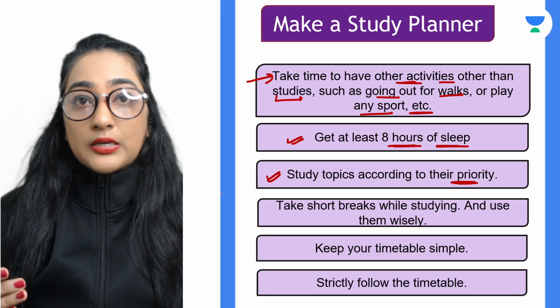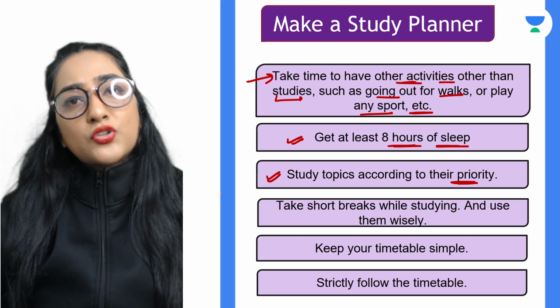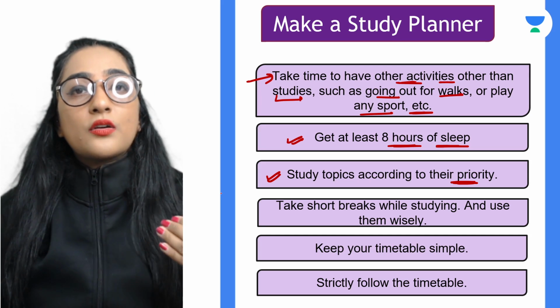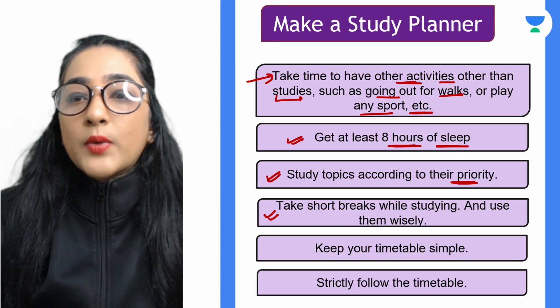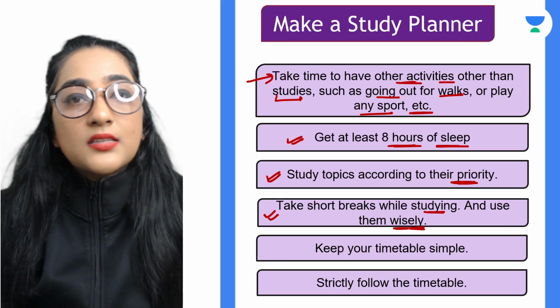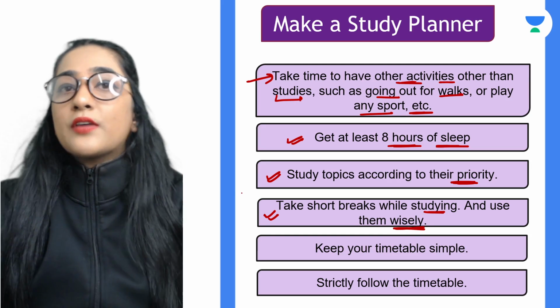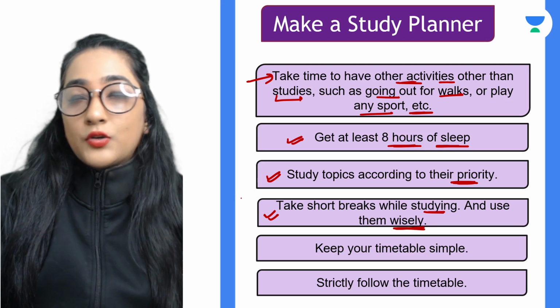Okay, that's really needed. Just revise all the rules in your tenses. Just do a bit of questions. Just make a list of all the rules that you're revising, and you're good to go. Then take short breaks while studying and use them wisely. This is important. For example, you decide that I'm going to study right from 8 o'clock in the morning till 8 o'clock at night.